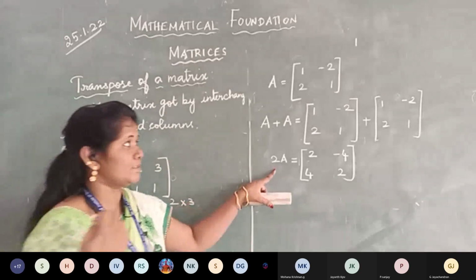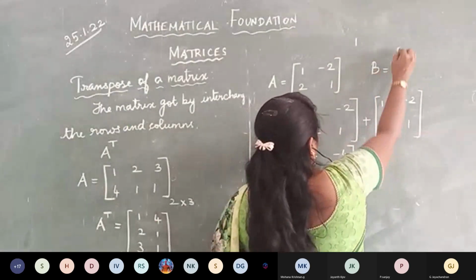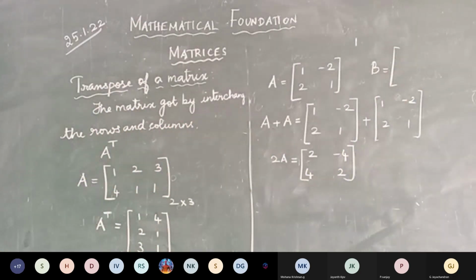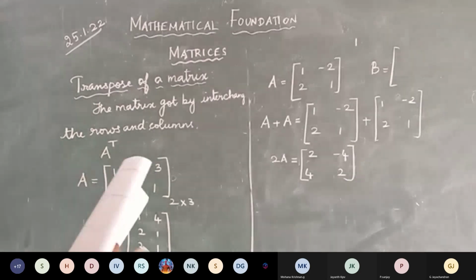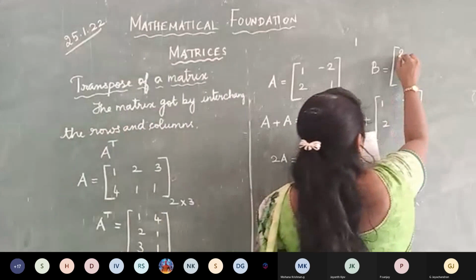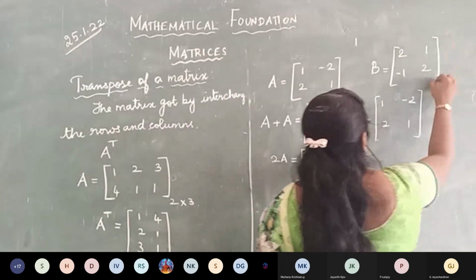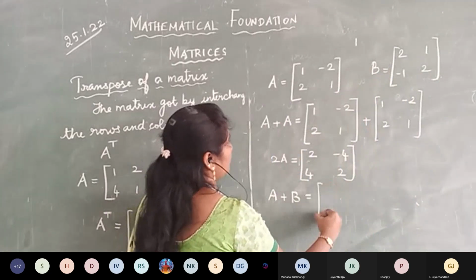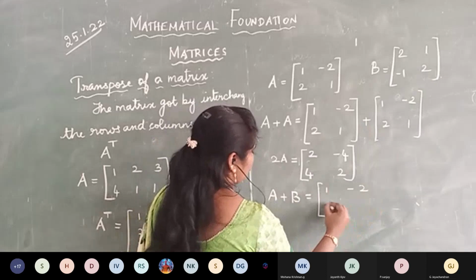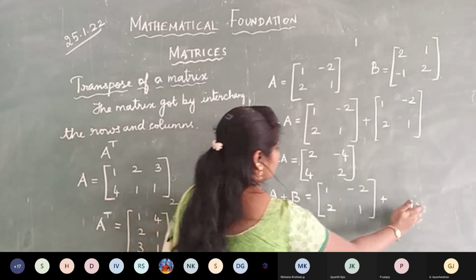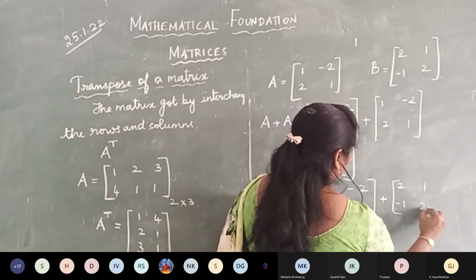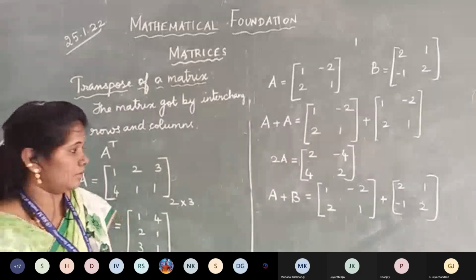Whereas if you've got some value as B, so I will take another value also. In your next problem, what was your A there? Yesterday you were doing A as 2, 1, minus 1, 2. Okay, so here is A plus B. You're going to find out A plus B. So A is 1, minus 2, 2, 1 plus your B values are 2, 1, minus 1, 2. Going to add the two matrices.